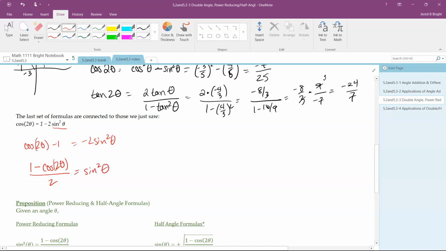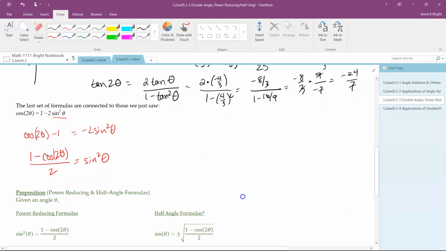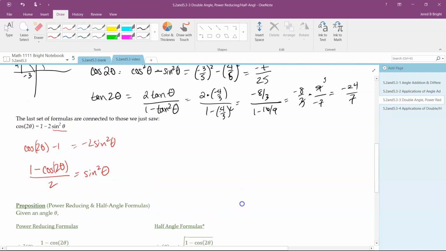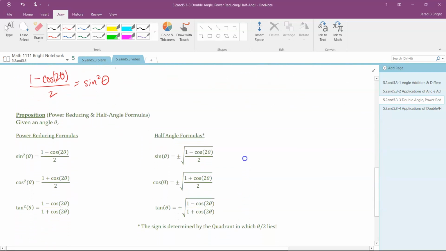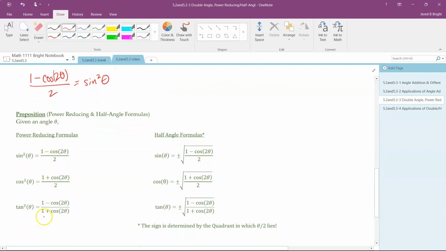Okay, and this version of the identity, that double angle identity, is very useful. You can do similar manipulations with each of sine, cosine, and tangent, and you get the power reducing formulas shown on the left. Okay, and if you don't like the square version, you take the square root of each side, and you get the half angle formulas.